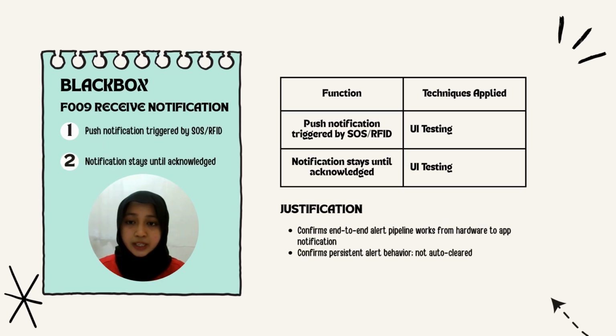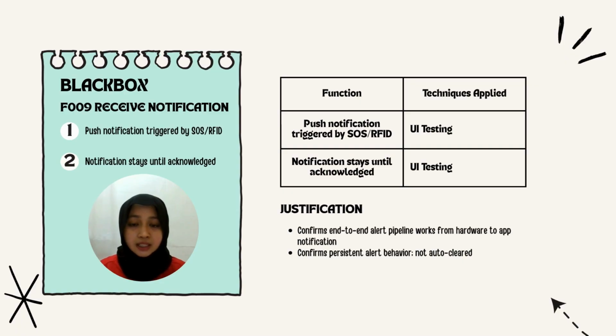We have F009 receive notification. This includes the alert that has been received, like from the IoT scanner. We have a few functionalities, which are push notification triggered by SOS or RFID, where we use the UI testing technique also, and then the notification stays until acknowledged.